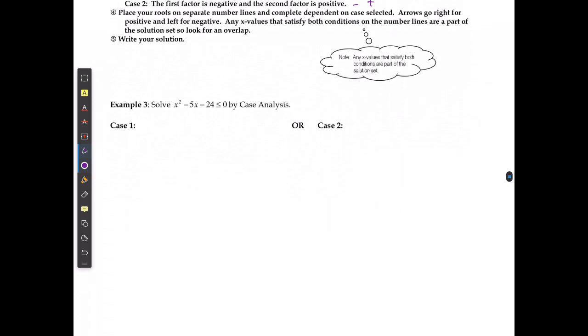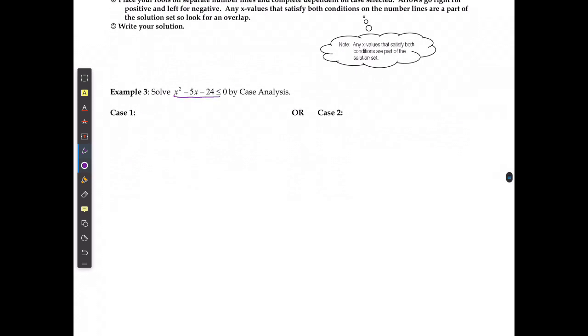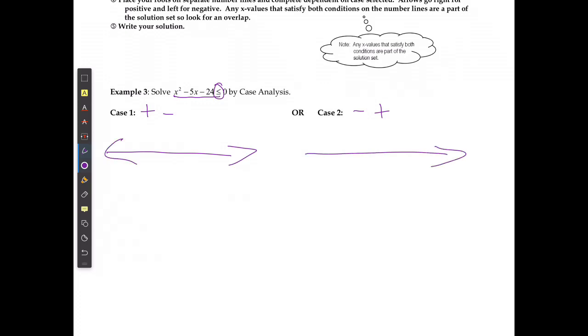So, if we use the same quadratic, we already know what the solution is because we've already done it twice before, but we're going to say that it is less than 0. So I'm going to say that case 1 is plus minus and case 2 is minus plus. We already know what the x-intercepts are. We're going to create a number line, and we're going to say that the lower point on the number line is at -6 and the higher point is 4. Over here, the lower point is -6, and the higher point is 4.